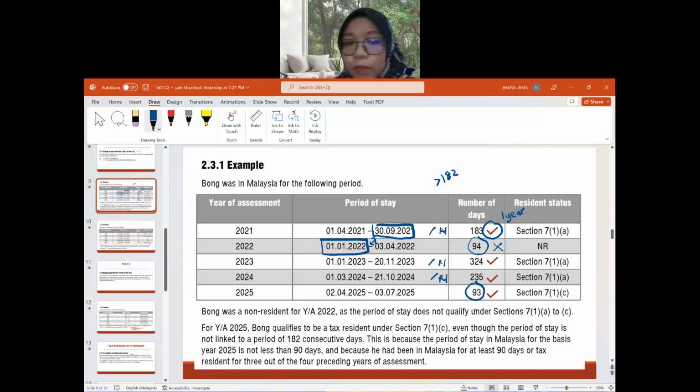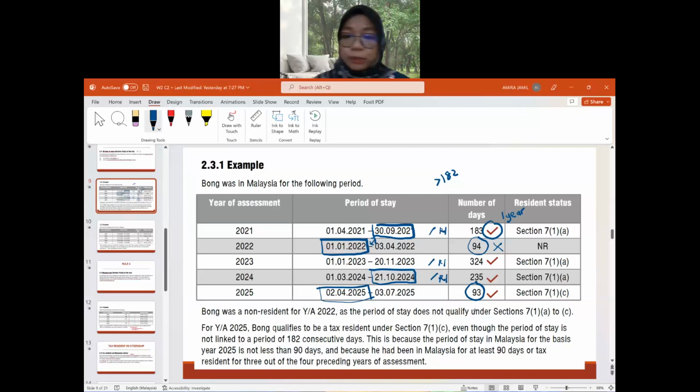But for YA 2025, this one, although he is in Malaysia less than 182 days, so rule number 1 doesn't apply here. Rule number 2 also cannot apply because he is away in October, and then he comes back in April. So it's obviously not connected. So we cannot apply rule number 2.